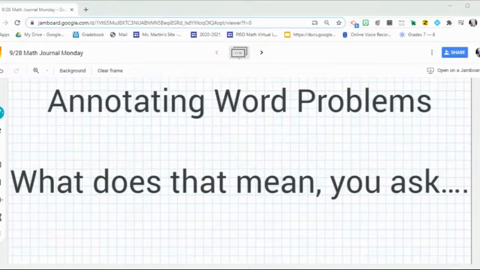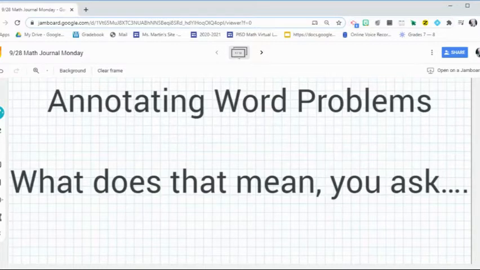Today is our first Math Journal Monday. Our learning target is to identify relevant and irrelevant information in word problems. Annotating word problems. This is the method that we're going to use to find that relevant and irrelevant information. So what exactly does that mean, you ask?